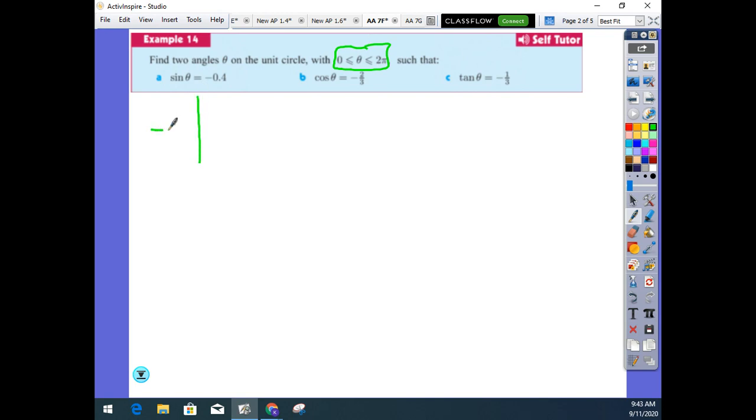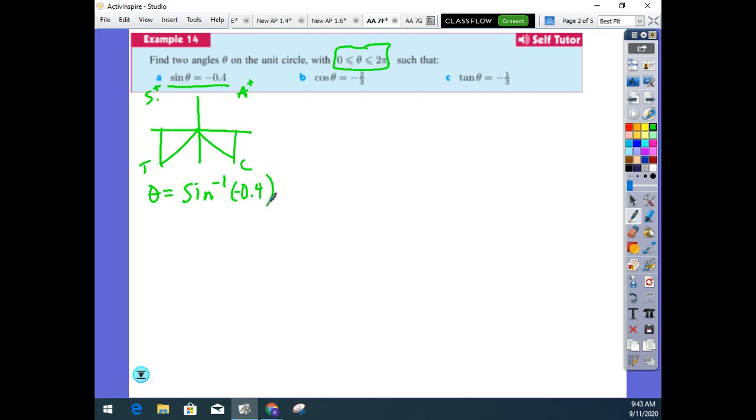So I'm going to draw this. If all students take calc is where everything is positive, this says sine is negative 0.4. Where is sine negative if it's positive in the first and the second? It's negative in the third and the fourth. So the first thing we do is take sine inverse of negative 0.4.